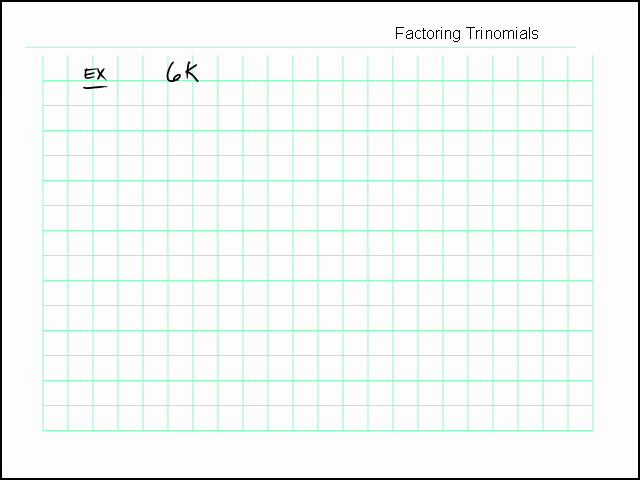6k squared minus 19k plus 10. Okay. Factoring positive 10, there's a few ways to do it. I could have 1 times 10. I could have negative 1 times negative 10. I could have 2 times 5. I could have negative 2 times negative 5. Those are all the ways to factor a positive 10.